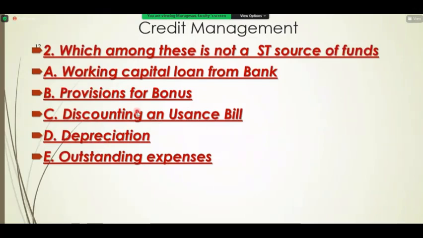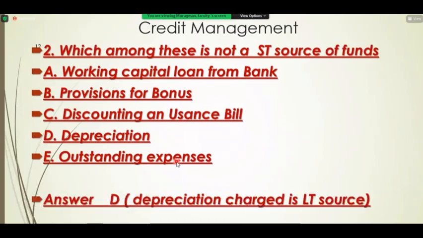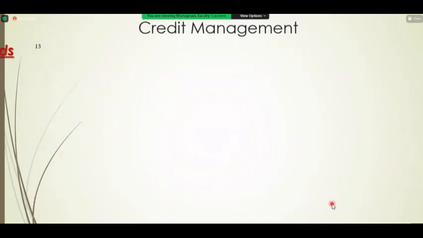Odd man out is D. All the other four are identical. So, quickly you have to identify. D is the answer. Okay, fine. Depreciation charge is a long-term source, not a short-term source. Okay? Okay, friends? So, now third one.